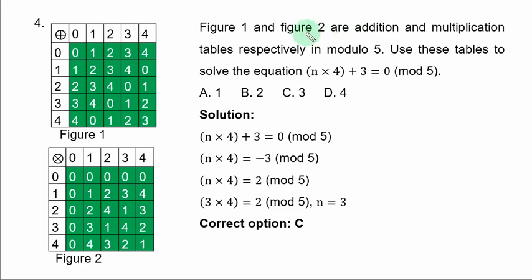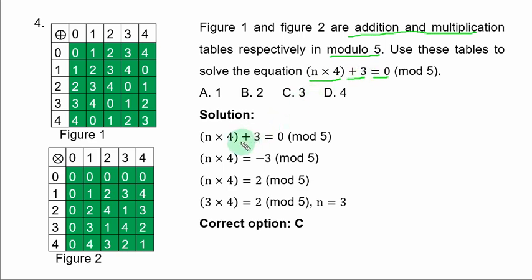Question 4. Figure 1 and figure 2 are addition and multiplication tables respectively in Modulo 5. Use these tables to solve the equation n times 4 in bracket plus 3 equal to 0 modulo 5. What this means is that find the number n such that when multiplied by 4 and you add 3 to it, the result is 0. That might not be easy to get, but let's try and solve it as an equation.